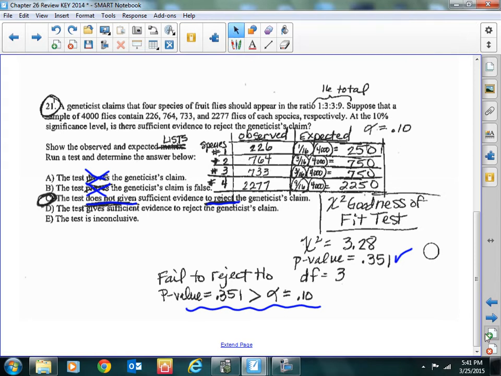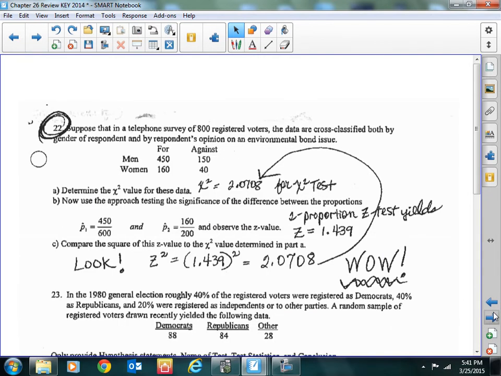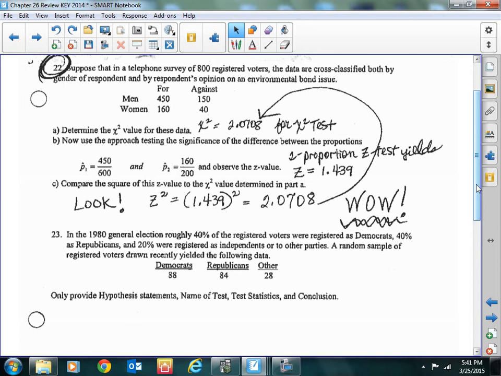Test is inconclusive. I guess that would happen if you had conditions that wouldn't work, but otherwise our numbers do say one way or the other. All right, 22 is our men and women for and against, and we're wondering if gender is affecting that. We do a chi-squared test for that really quickly, and we get a chi-squared value of 2.0708.